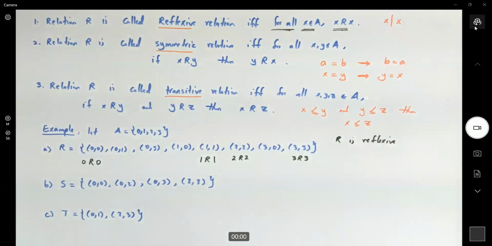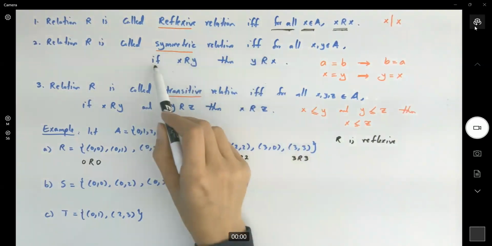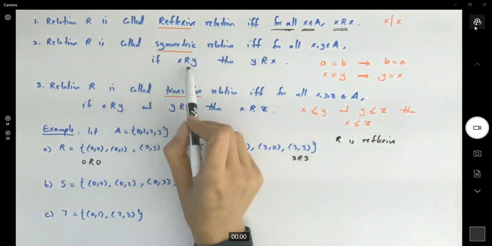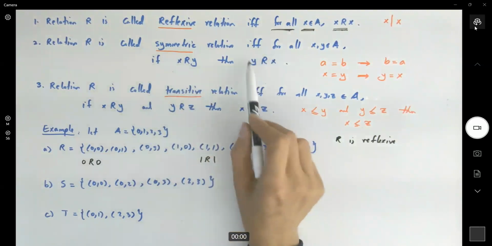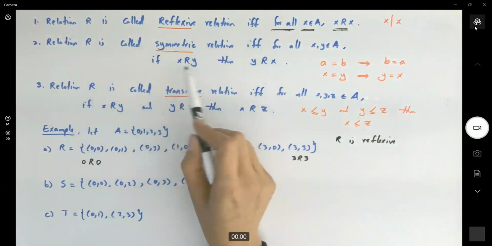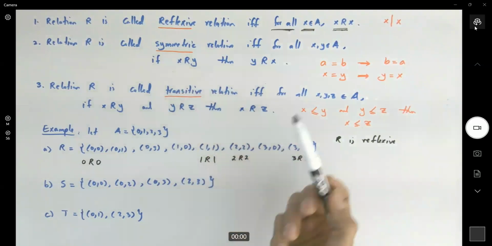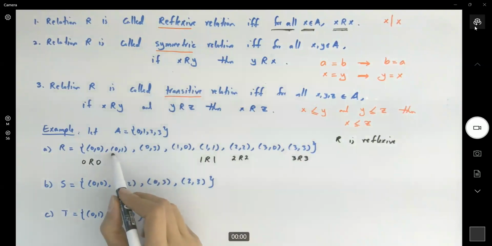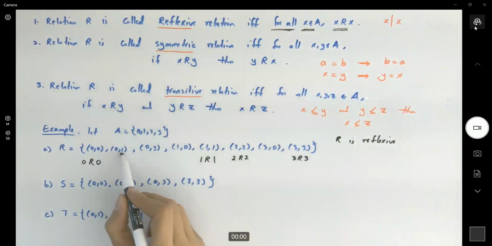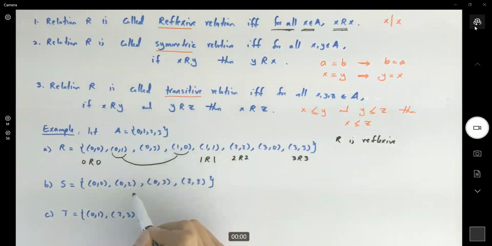Very good. Being symmetric says, hey, if x is in relation with y, then you can conclude that y is in relation with x. So if x and y are related, y and x need to be related as well. Take a look. 0 is related to 1. Also, 1 is related to 0. So far, so good.